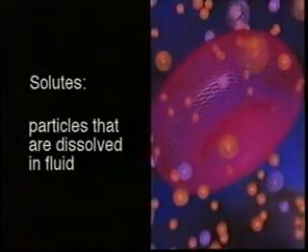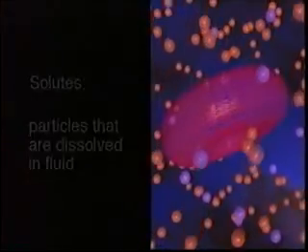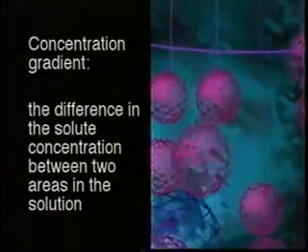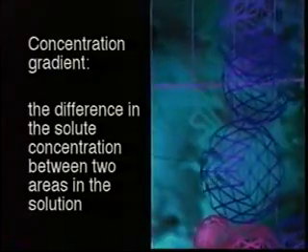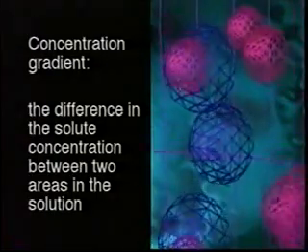If the particles are not distributed evenly throughout the solution, the difference in the solute concentration between two areas in the solution is called the concentration gradient. The random movement of particles by diffusion in a solution always causes them to move from an area of higher concentration to one of lower concentration, or down their concentration gradient. As this movement continues, the particles eventually become distributed evenly. In other words, diffusion takes place until the concentration gradient is eliminated.